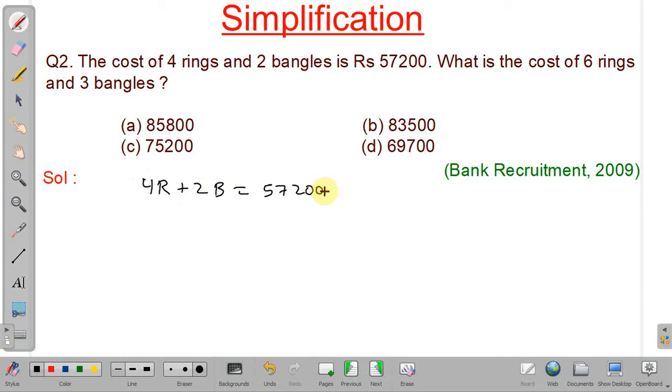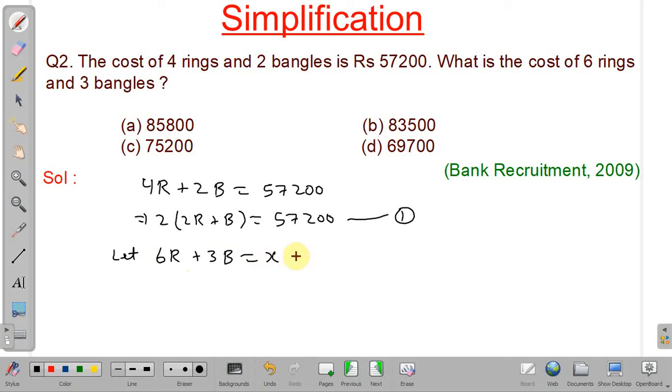57,200. Okay, this is our equation. Or what we can do, we can take 2 as common. So 2 into (2R plus B) equals 57,200. This is our equation number 1. And we have to find the cost of 6 rings and 3 bangles. So let the cost of 6 rings and 3 bangles be x. So we have to find the value of x, and we can take 3 as common. So 3 into (2R plus B) will be equal to x.